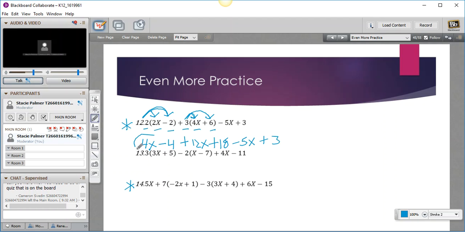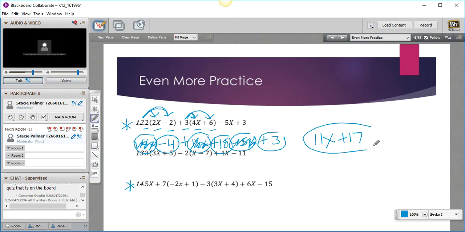Now we can combine 4x with 12x with negative 5x. So 4 plus 12 is 16 minus 5 is 11. And remember, if you need to use a calculator when you're combining, please do that, okay? Then we have a negative 4 and an 18 and a 3. So that would be 14 plus 3 is 17, okay?